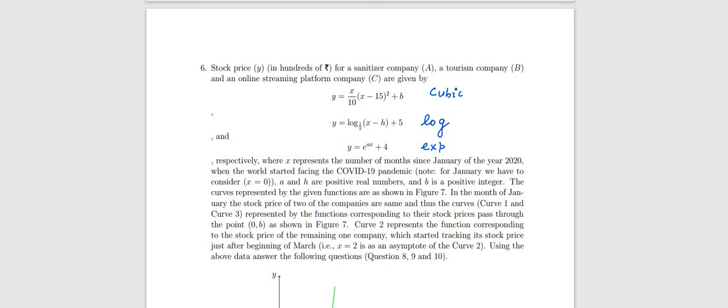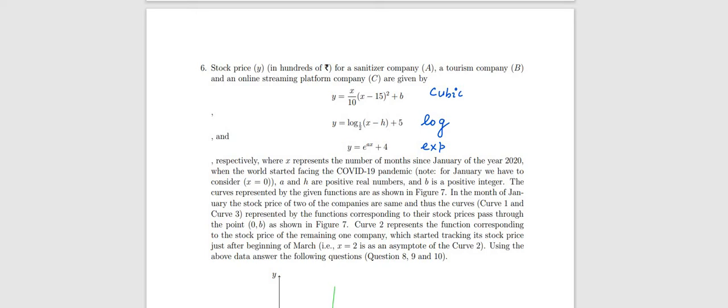There are a few important things which have to be marked in this question. We have been provided with some constants, that is a, h and b, and it has already been specified that a and h are positive real numbers, and b is a positive integer. Integer means what? It is the negative value of a natural number, including natural numbers and 0.